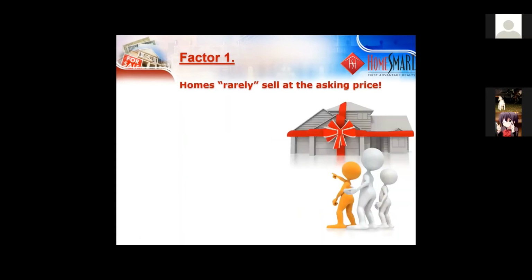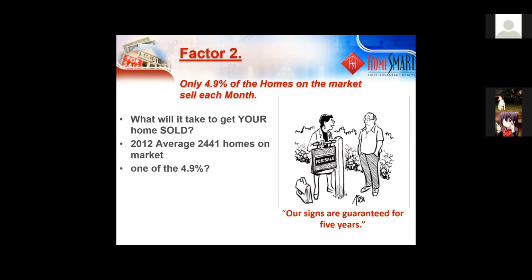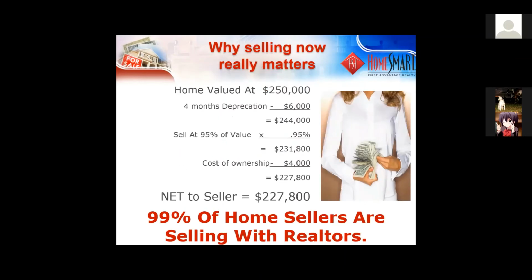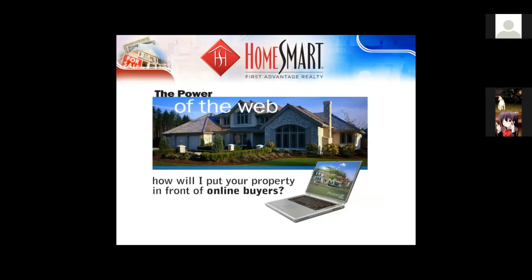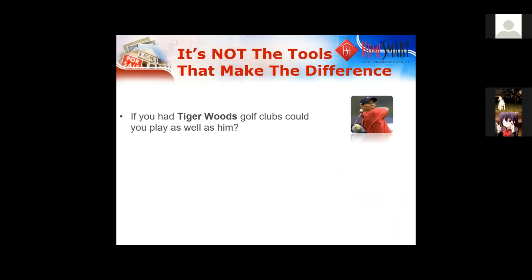So now let's go forward. Again, now we're teaching them homes don't sell at the asking price. So you're giving them examples and putting some fun into it. Our signs are guaranteed for 5 years. You're putting certain stuff in there just to get a little laugh out of sellers. And more details, giving them how much they end up with. And you talk about the marketplace again.